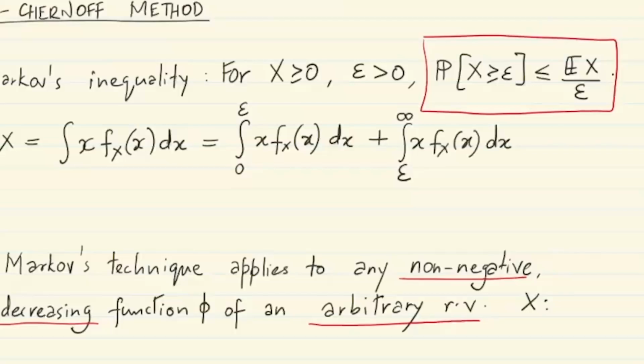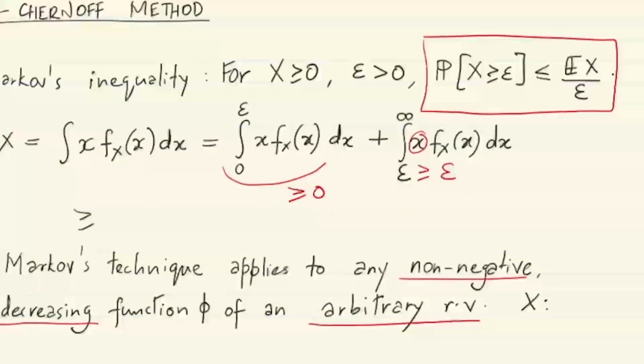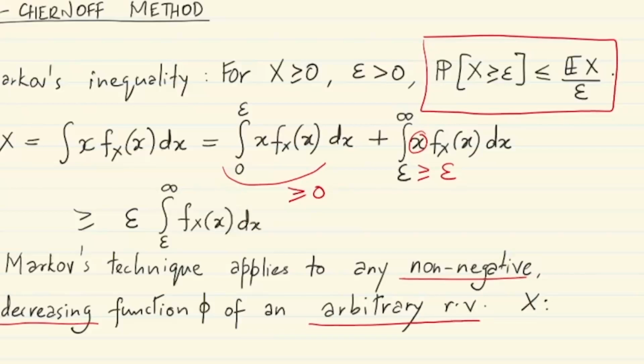Okay, so this part is bounded below by 0 trivially, and in this part x is always larger than epsilon. So we can bound this sum from below by epsilon times the integral from epsilon to infinity of f_x(x) dx, which is simply epsilon times the probability that x is larger than epsilon.